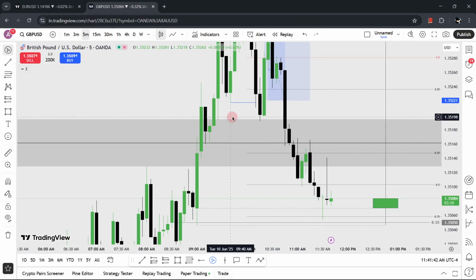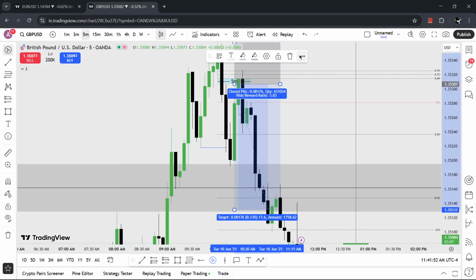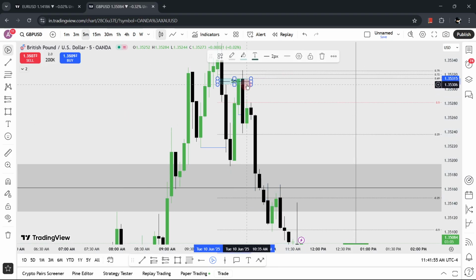And hold up to around this 5 minute fair value gap. So we could get almost 3R. Actually, I didn't take the entry from here.